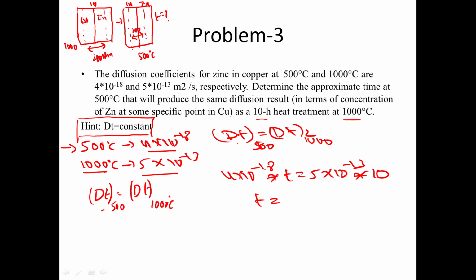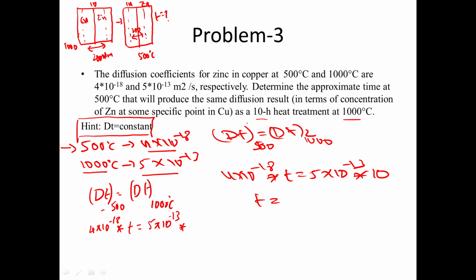So here, D means diffusion coefficient, t is the time. So directly we can substitute the values of this one. At 500 degrees Celsius, the diffusion coefficient is very less, 10 to the power of minus 18, into the t value. So we have a diffusion coefficient at 1000 degrees Celsius, 5 into 10 to the power minus 13.